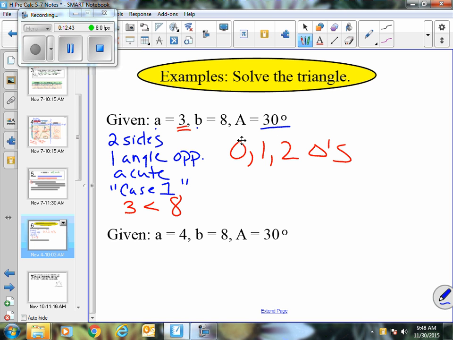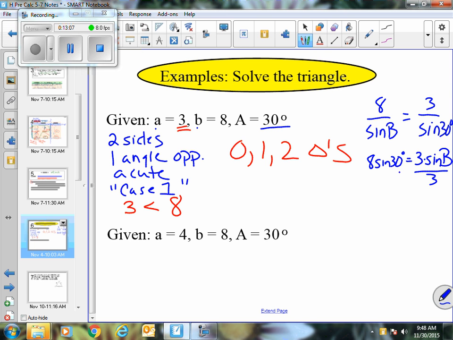So I'm going to set up law of sines. 8 is to the sine of angle B as 3 is to the sine of 30. Now this one I'm going to show the work for because this is a little different. I'm not solving for sides anymore. Now I'm solving for an angle measurement, so when we cross multiply and divide, we have one extra step. 8 times the sine of 30 degrees is equal to 3 times the sine of angle B. Divide by 3. So the sine of angle B is equal to 8 times the sine of 30 degrees divided by 3.